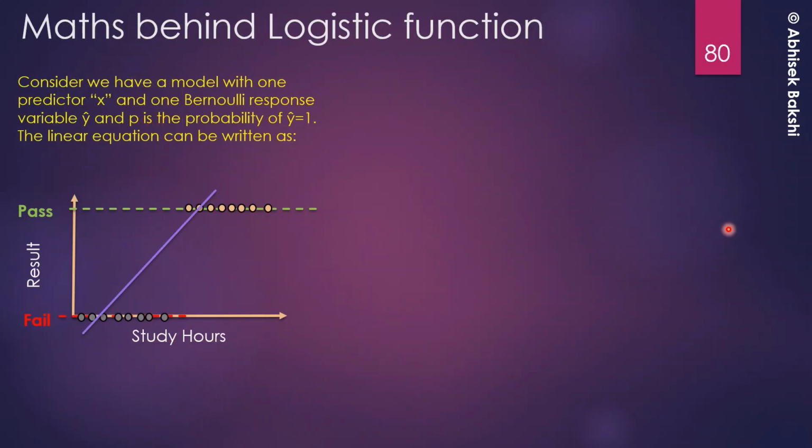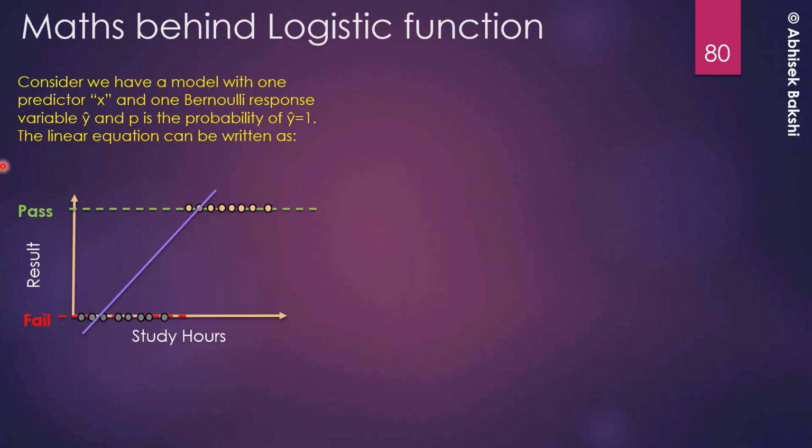So just assume a scenario. We have a scenario like this. This particular diagram is very well known to you, and the problem is a little bit different here. Not different actually, it's thought of in a different way. Consider we have a model with one predictor x, naturally one predictor x, and one Bernoulli response variable y. Why am I saying Bernoulli? Because Bernoulli takes a probability whose value ranges between 0 and 1.